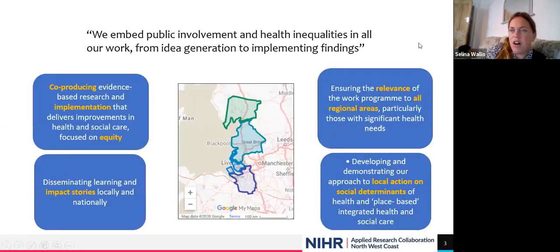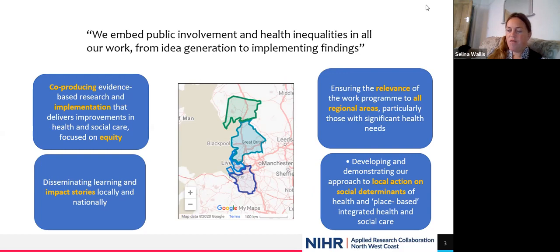So in terms of the ARC itself, these are some of the aims that were written into the ARC bid, that we would embed public involvement and health inequalities in all our work, from idea generation to implementing findings. And this is a map of our geographic area that we cover. So this is the northwest coast, down from Cheshire, Merseyside, up around Lancashire, and also quite a substantial part of South Cumbria.